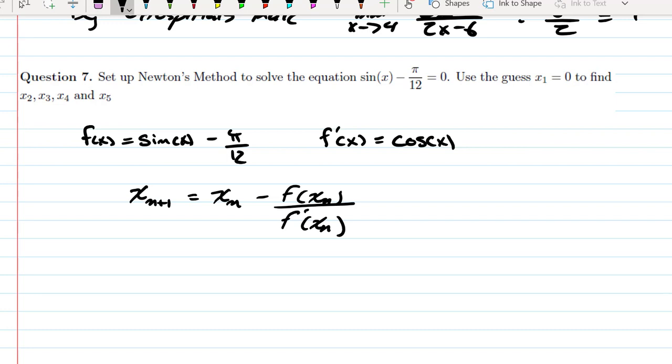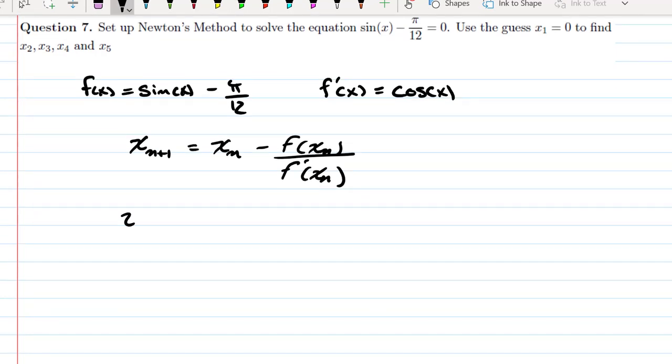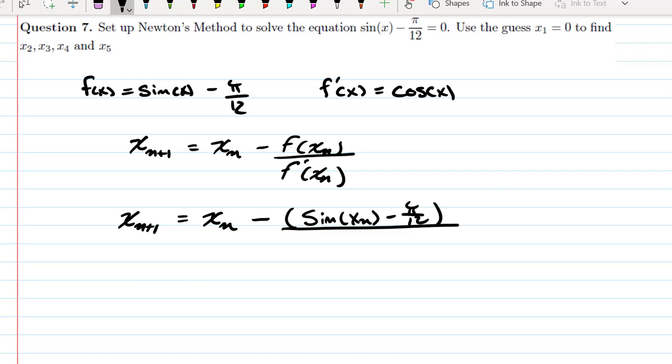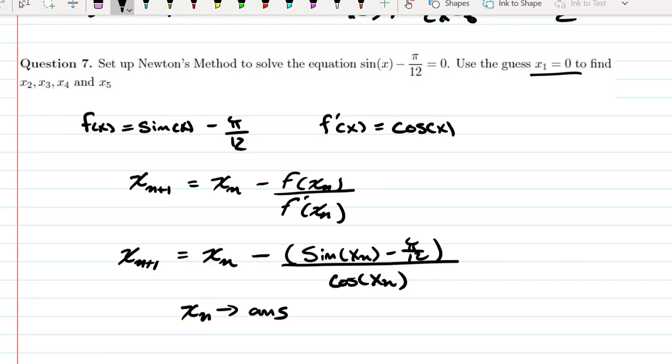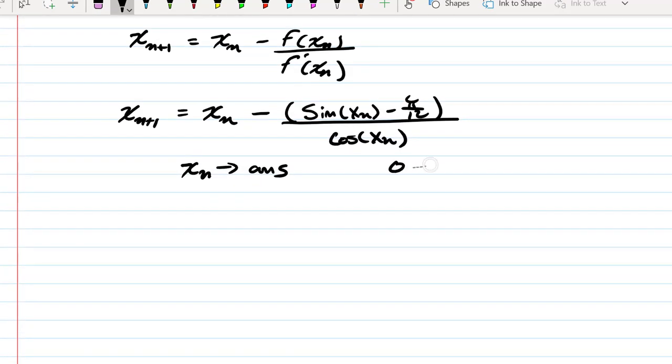So there's a couple of ways we can do this, but let's just plug everything in. So we would have x sub n plus 1 is equal to x sub n minus, and then we have the sine of x sub n minus pi over 12. That's our f, divided by f prime evaluated, so the cosine of x sub n. So now that we have this set up in our calculator, we're going to replace all of the x sub n's with an answer, and we're going to use our initial guess as x1. So we're going to do 0.